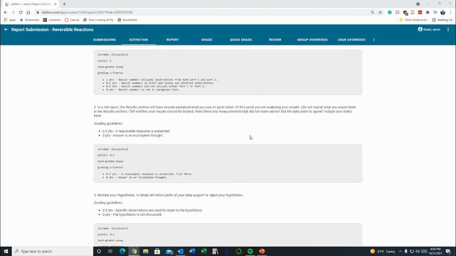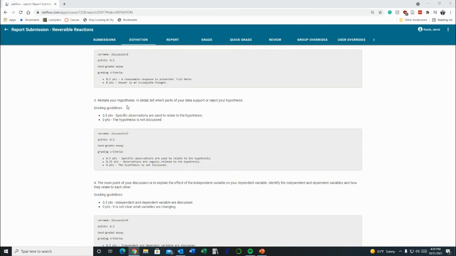In part two, you're going to analyze your results. This is going to be the start of your discussion. You need to tell me if you think that your results can be trusted and if there are any measurements that don't make sense. For that, you can compare to the procedure that you have and the little blurb at the beginning of your procedure talking about the color changes you should have seen.